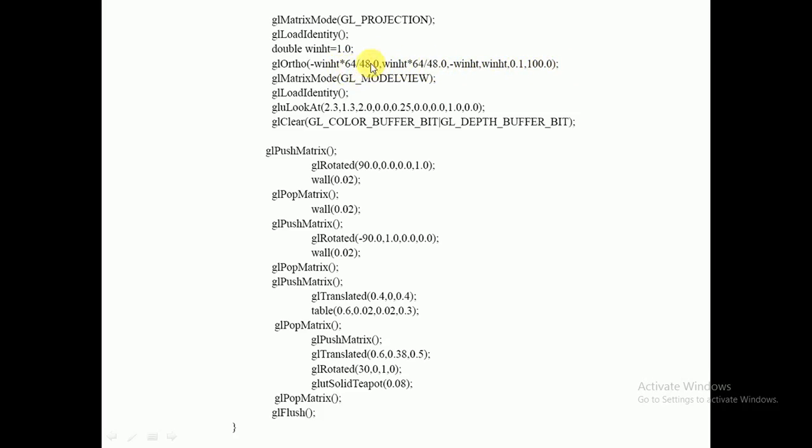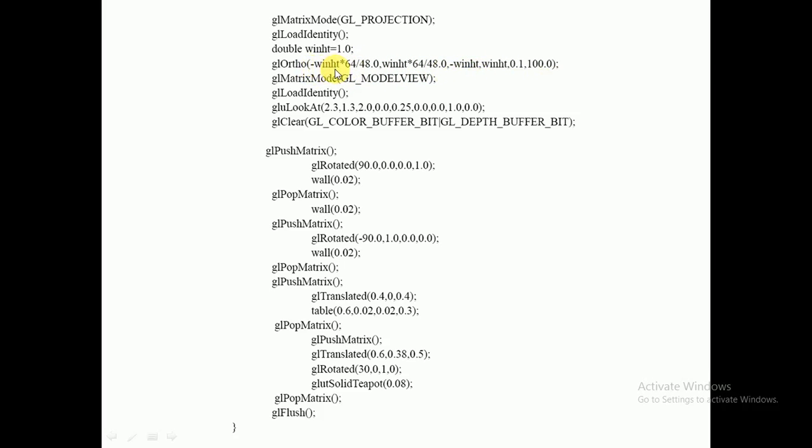This is the aspect ratio, meaning 640 pixels width and 480 height, right? We have taken values directly here because we have taken 640 by 480, that is the window.